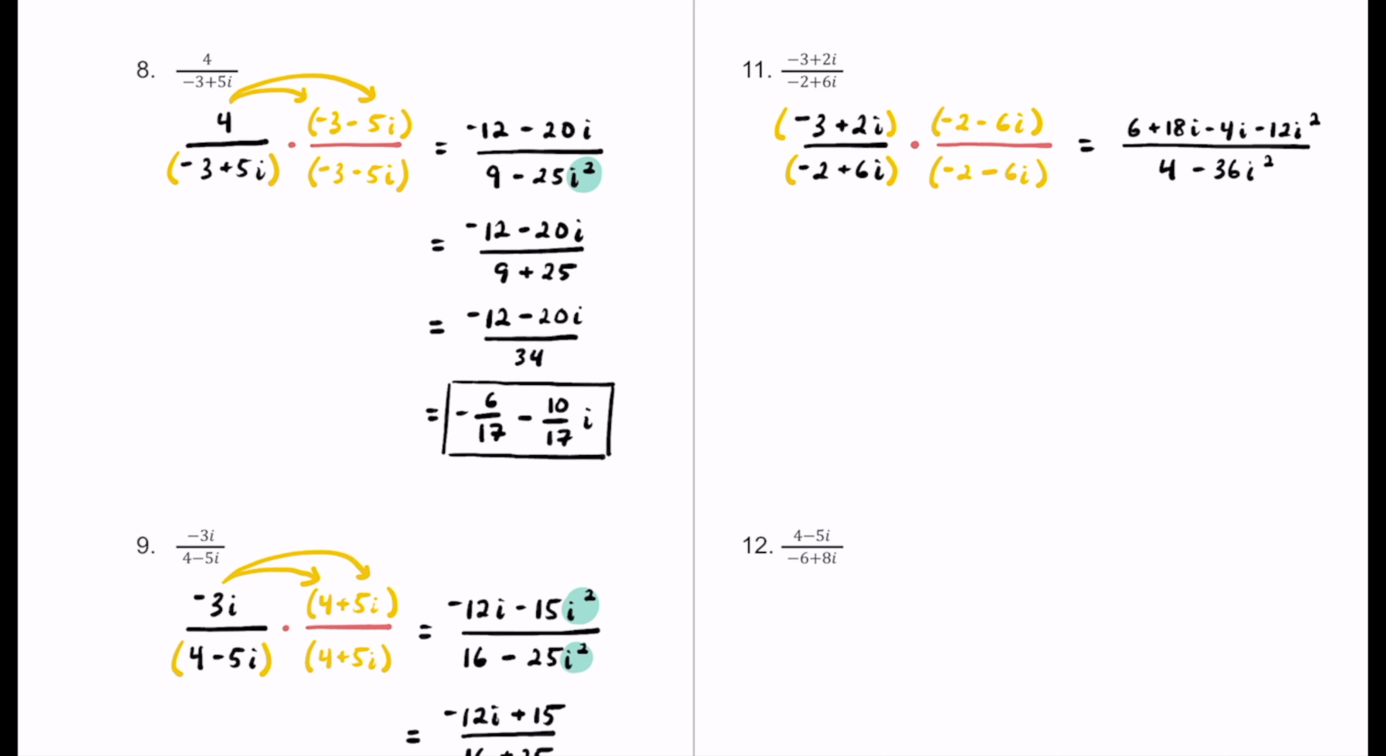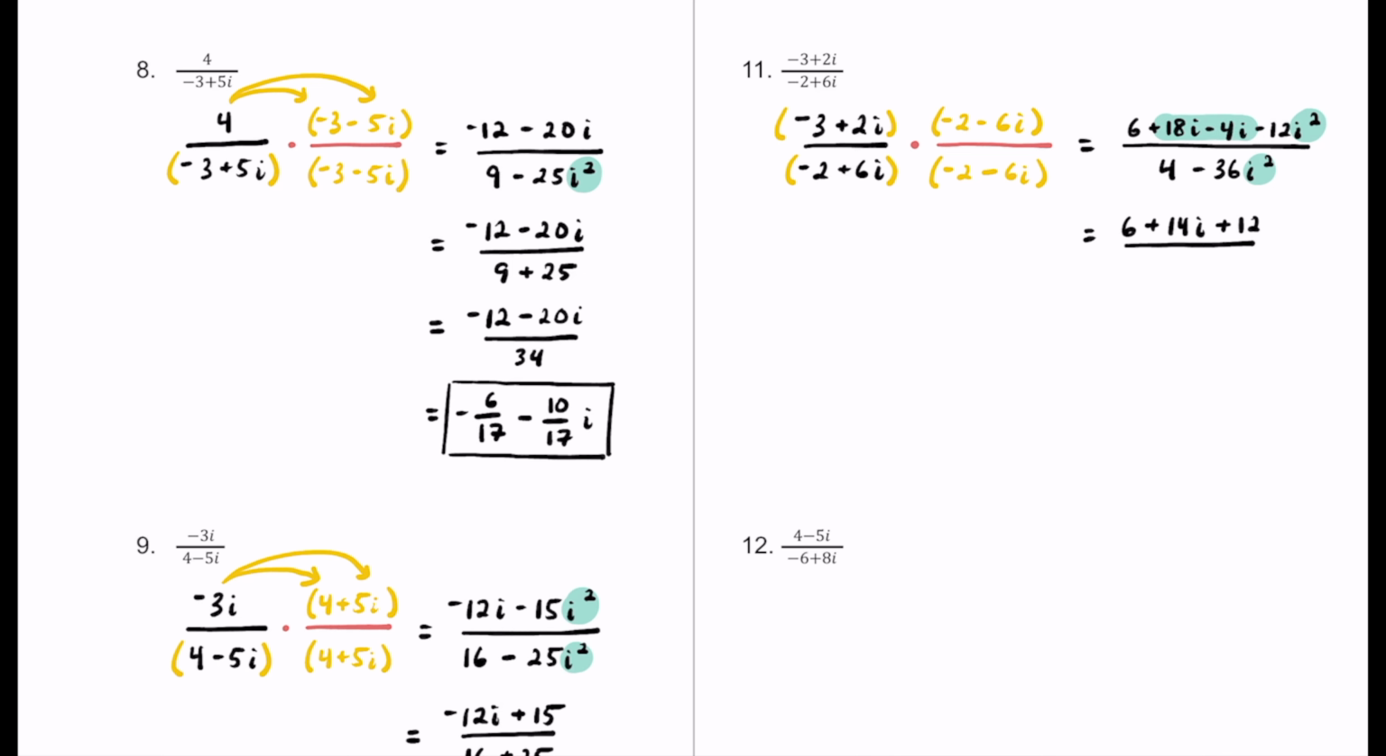Okay, so a few things we want to do next. We have 18i minus 4i, they can be combined. i squared and i squared are both equal to negative 1. So let's go ahead and take care of those. We have 6, and then 18i minus 4i is going to be plus 14i. And then negative 12 times i squared is going to be plus 12 because we have negative 12 times negative 1.